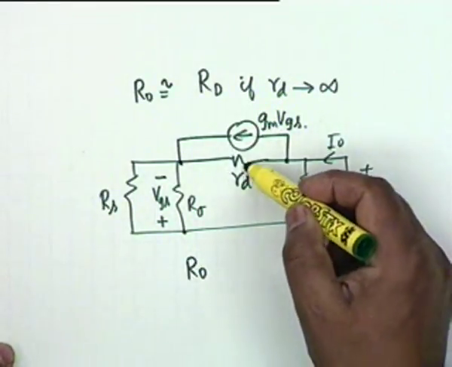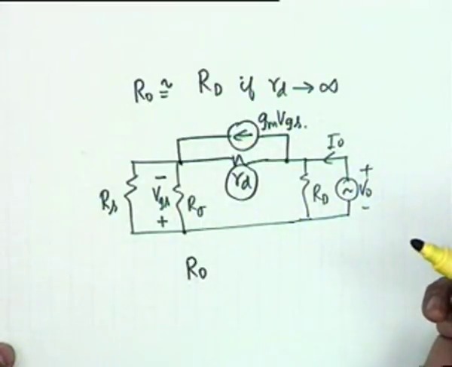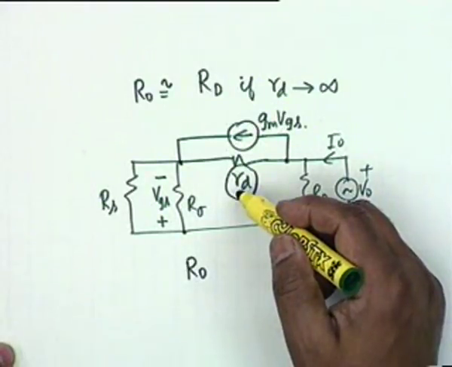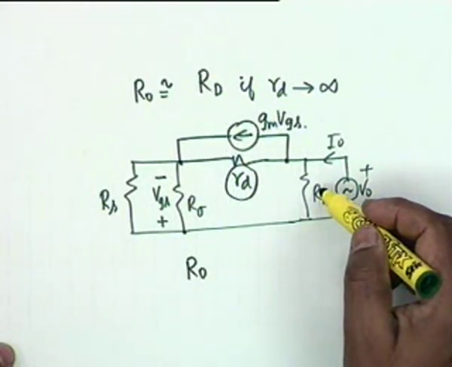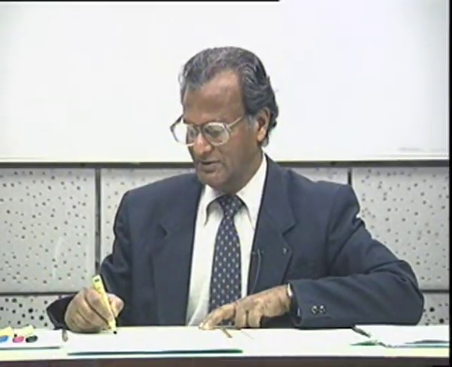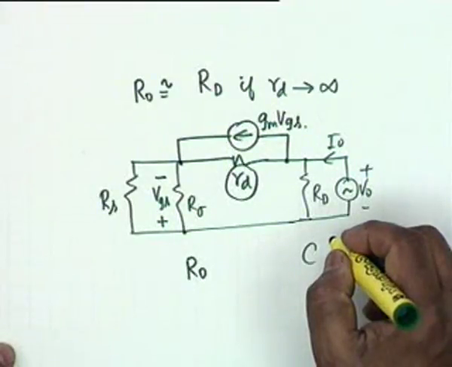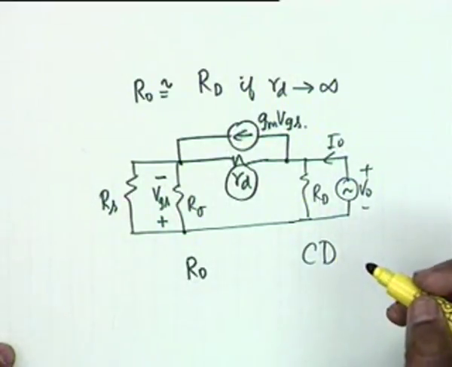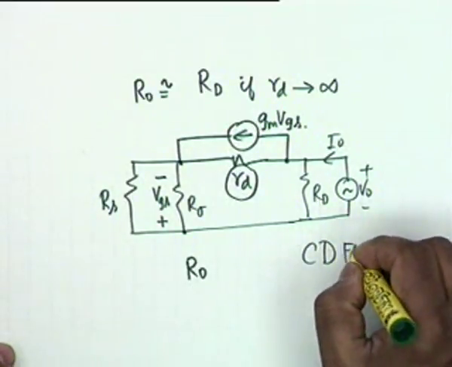How does rd affect it? A check on this calculation would be that if you put rd equal to infinity, the value should be capital RD. That would be the check. And this is a good point to stop. Next time, that is Thursday, we'll work out some problems, and we'll also look very briefly at the common, what is remaining? Collector. Common drain, not collector. Common drain FET amplifier.